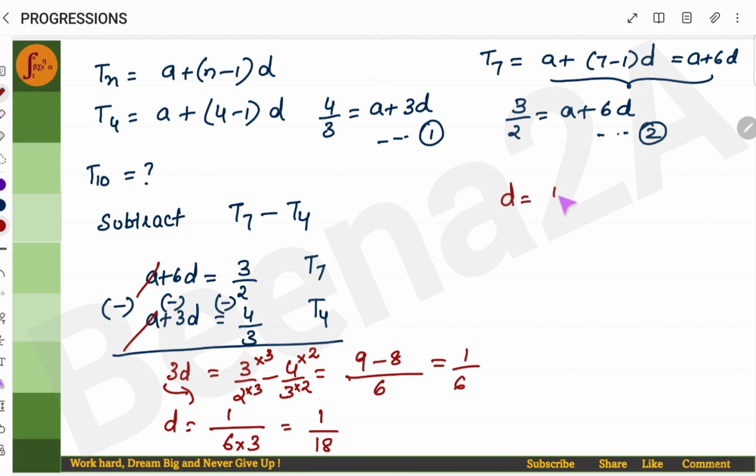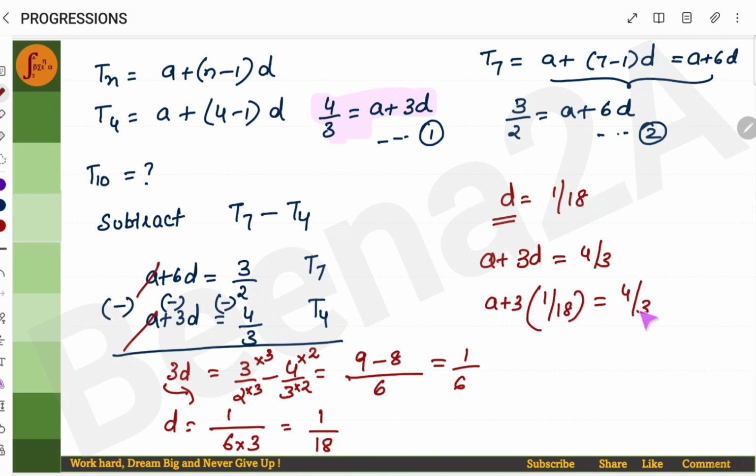So d is equal to 1 by 18. Now I'll take any one of these equations, either the seventh term or the fourth term, and substitute the value of d. I'll take a plus 3d is equal to 4 by 3. You can take any equation. I'll substitute the value of d, which is 1 by 18. This is equal to 4 by 3.